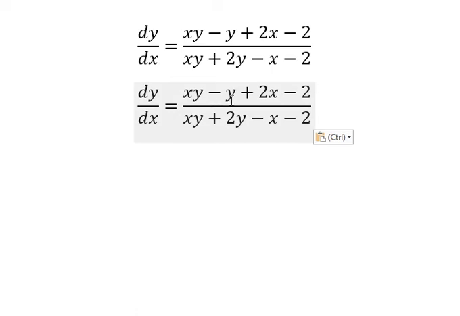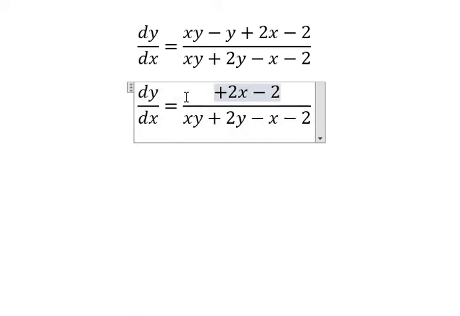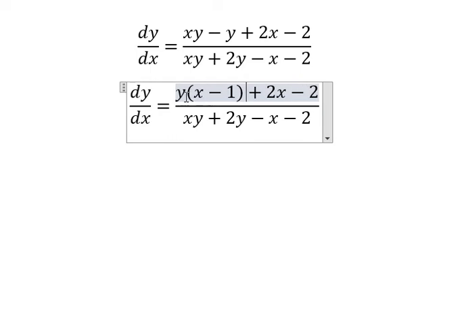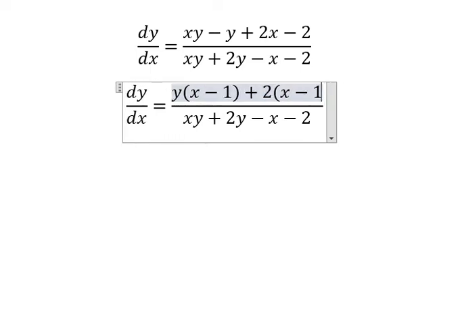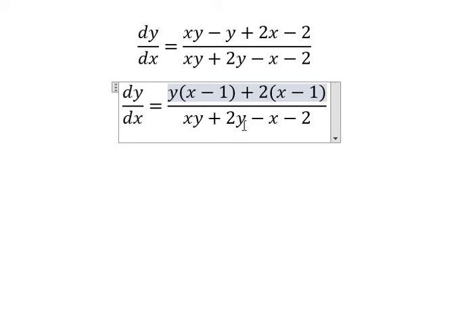For y and y, we can do factorization. For number 2 and number 2, we can do another factorization. For y and y, we can do factorization in here. Similar for this one.